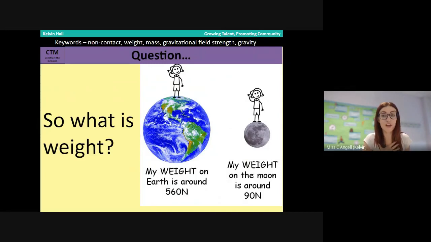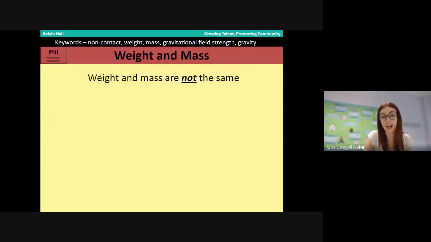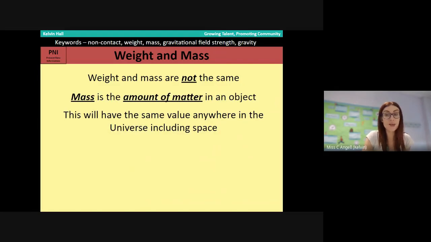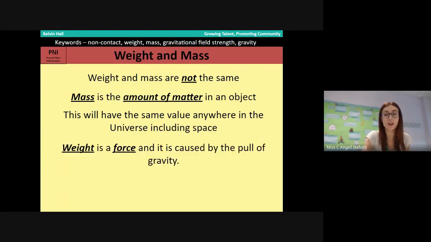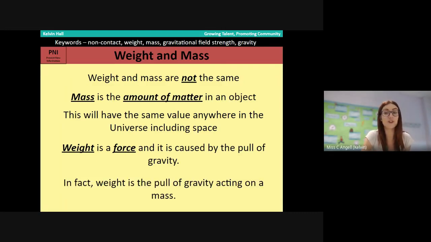So, what is weight then? Because my weight on Earth is around 560 newtons. But if I was to go to the moon, my weight would only be 90 newtons. Well, weight and mass are not the same. Mass is the amount of matter. We've said this before. So if I was to go to the moon, I would still have the same mass. I'll still have 55 kilograms worth of particles inside of me. But weight is a force, and it's a force caused by the pull of gravity. So my weight would be something on Earth, but if gravity is different on the moon, then my weight is also different on the moon.